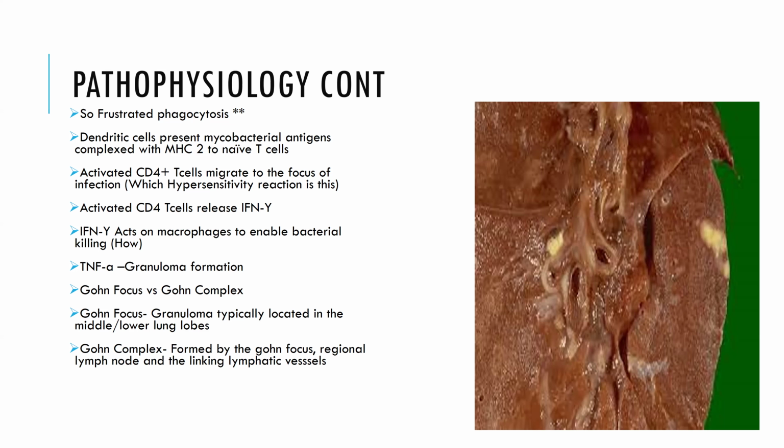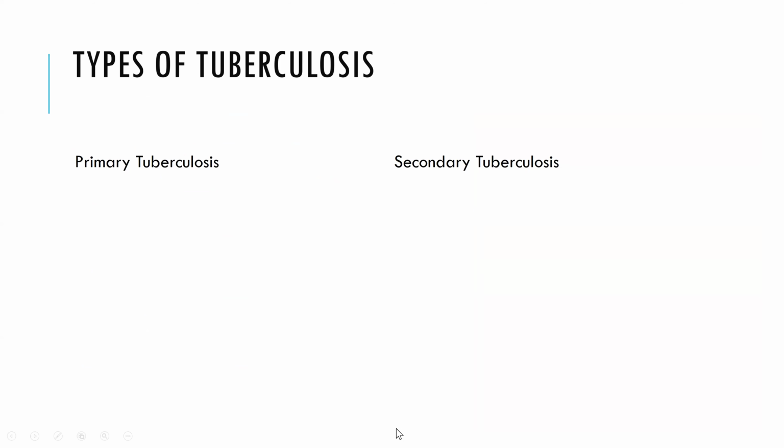Now, as I've said, I've given you a trailer into the types of tuberculosis. Think primary, think secondary. Primary is normally in a child and in a non-immunized child or adult. It's very mild. Your immune system can fight it.